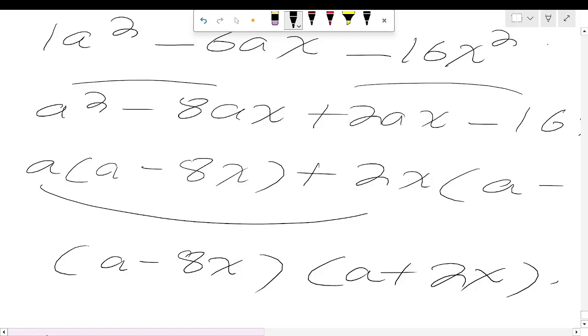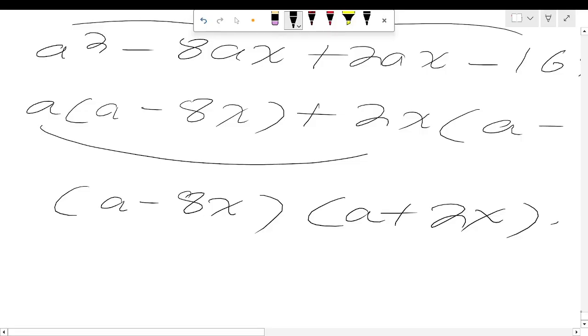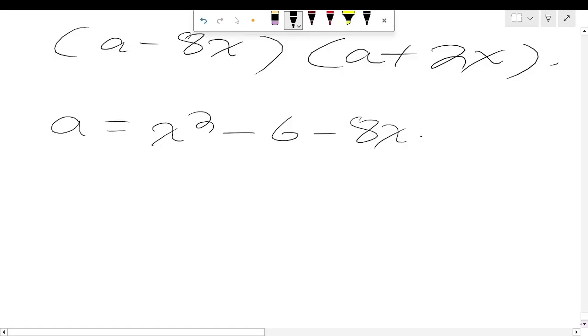So these are our factors, but it isn't still completed yet. We need to place the value of a. So a was equal to x square minus 6 minus 8x. Now let's place this value. Okay, so it wasn't minus 8x, sorry, it was x square minus 6. So I will write x square minus 6 minus 8x.